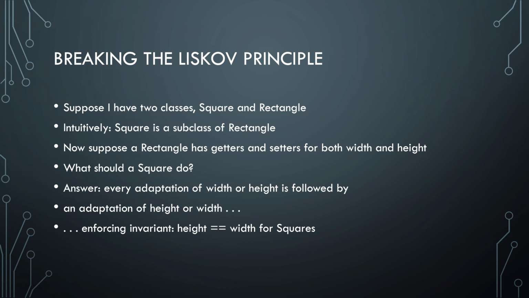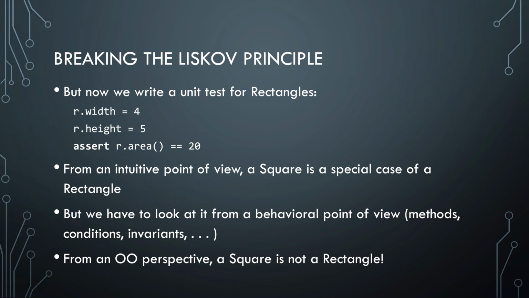If I change one, I also need to change the other one. Otherwise, the square is no longer a square. So every change in width also changes the height, and vice versa. This enforces the invariant that width and height are the same for squares. But now, if you write a unit test for rectangles, that will break when you use it for squares.